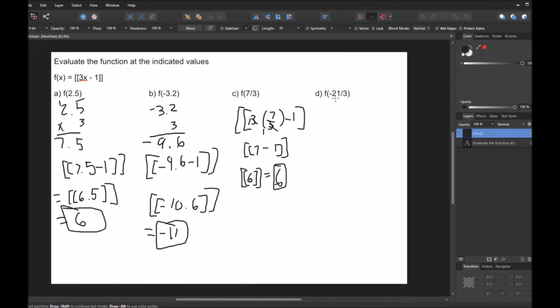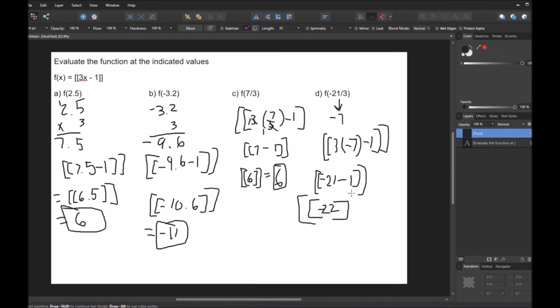And then for this one, negative 21 thirds is the same thing as negative 7. So what we really have here is 3 times negative 7 minus 1. So that's going to be negative 21 minus 1, which is negative 22. And the greatest value integer that's less than or equal to negative 22 is negative 22. So our answer is just going to be negative 22. And that would be your final answer to that one.